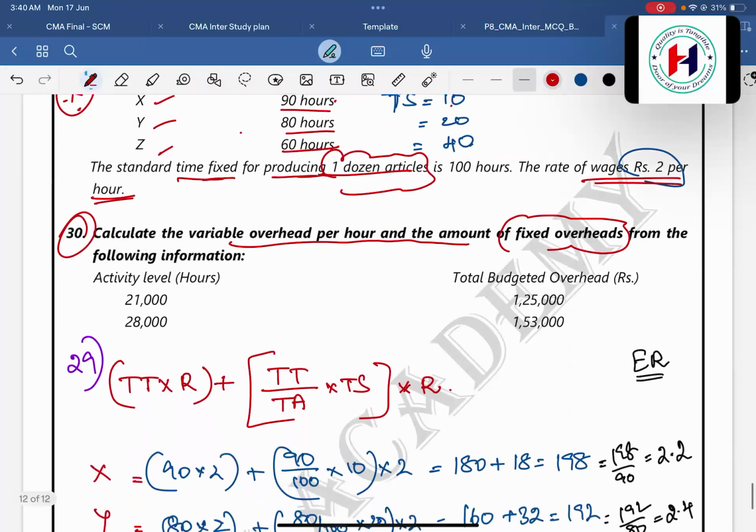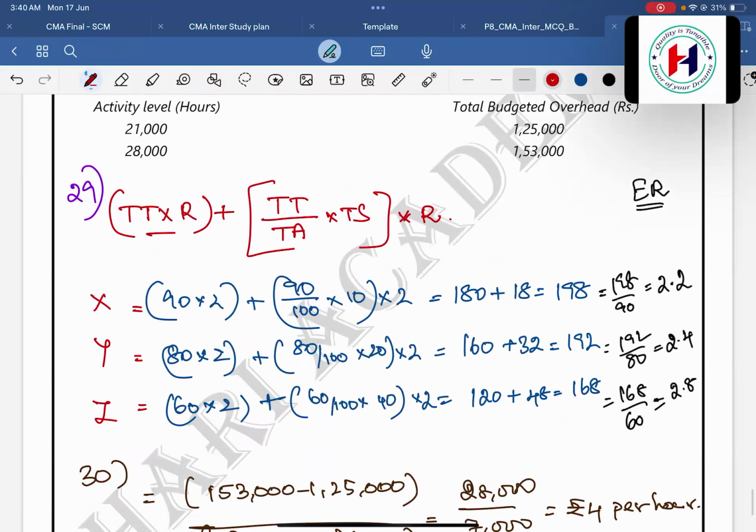Fine, 29. So what is the formula? Time taken into R plus time taken divided by time allowed into time saved into R. This is your bonus calculation, that is total earnings plus bonus calculation. 90 into 2, 80 into 2, 60 into 2, because it is 2 per hour. 90 by 100 into 10, because this 10 is your time saved.